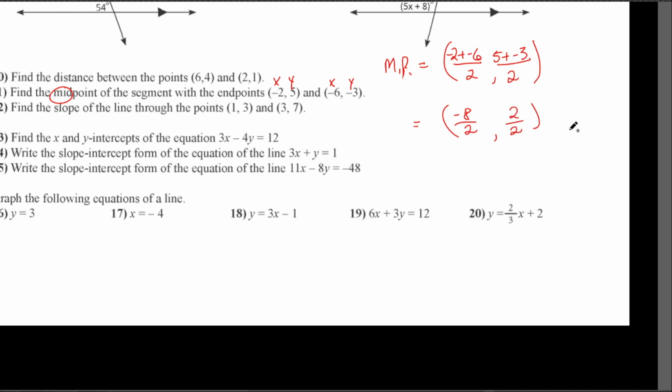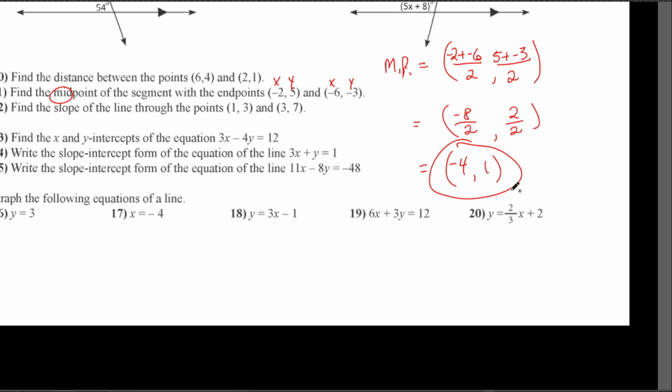And again, those are being divided by 2. Don't leave it like this. Always simplify your fractions. -8 divided by 2, it's -4. Okay? Then 2 over 2 is 1. That's your answer right there. That's the only acceptable answer. It's the only thing I'm going to accept. All right? You got to have parentheses. You got to have the comma. And it's got to be a -4 first and then a 1 second.